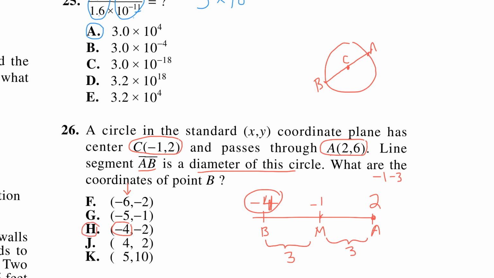What if we want to find also the y-coordinate? Well, look at the y's. So you have 2 here, and you have 6 here. So 2 and 6, that's 4 units, right? So from here to here, you're looking at 4 units. So what's 2 minus 4? That would be -2. So we're looking for -2, and it checks out. So the answer has to be H. But if you want a quick and easy way, just look at the x coordinates, and if they're all different, all you need to do is find the x coordinate.